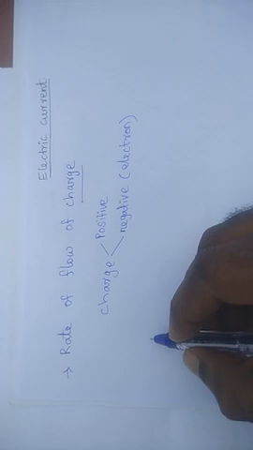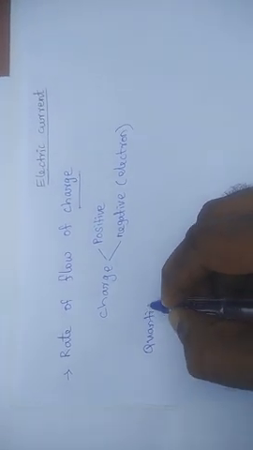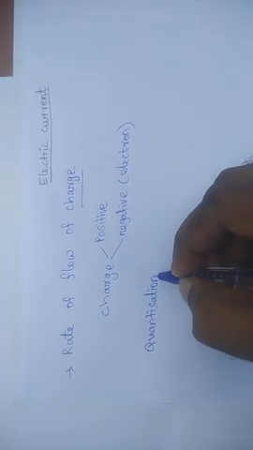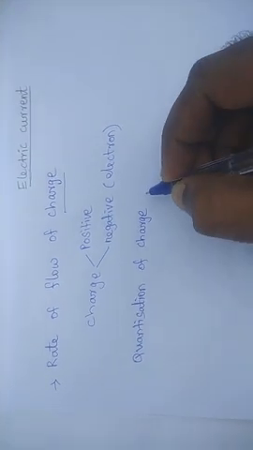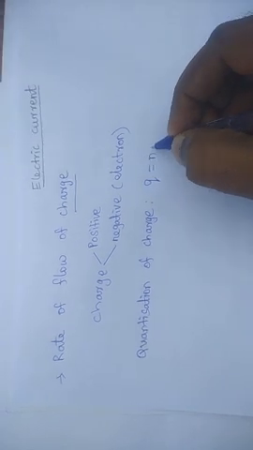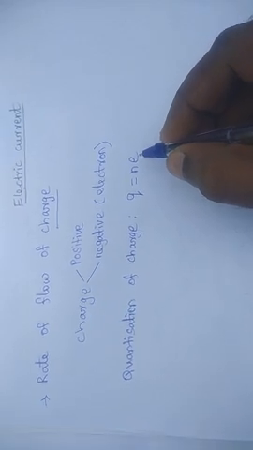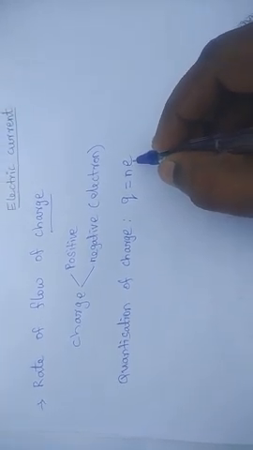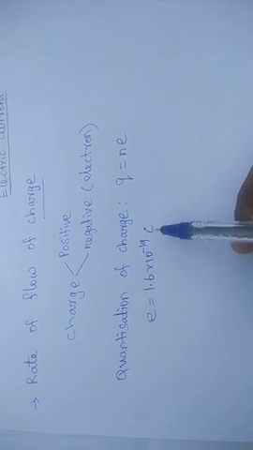For the definition of current, we should know about an important property of charge, which is called quantization of charge. So what is quantization? Quantization says that charge is never a decimal number. It is always a whole number. That is Q is equal to NE. N represents the number of charges, and E represents the magnitude of one charge. The value of one charge is 1.6 into 10 power minus 19 coulomb.